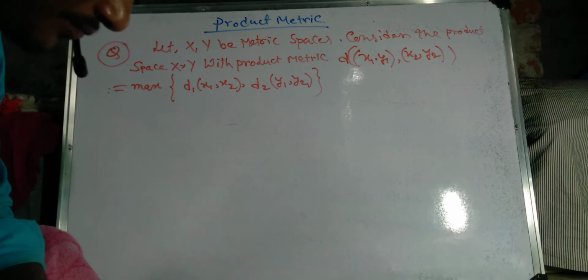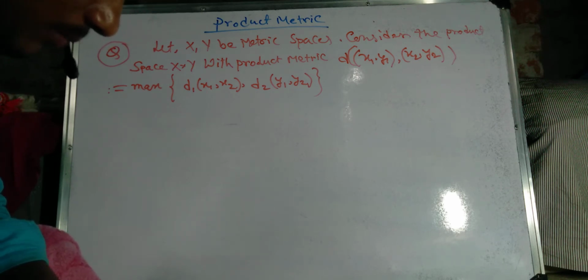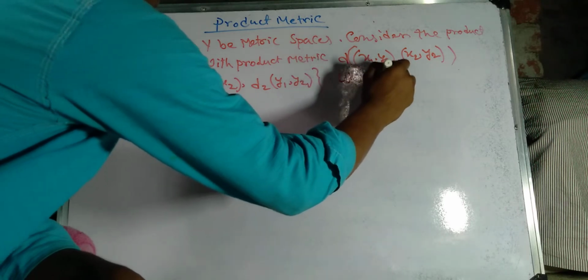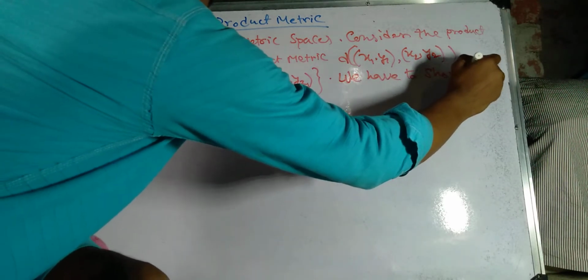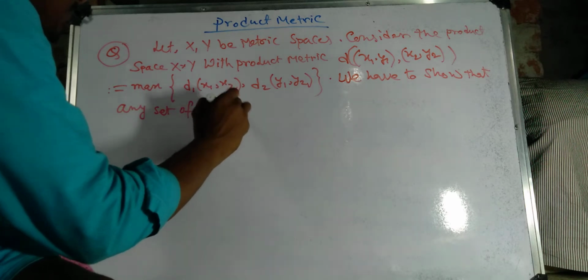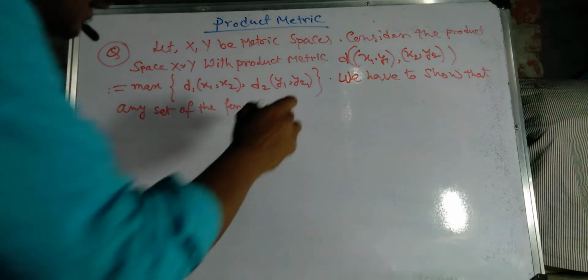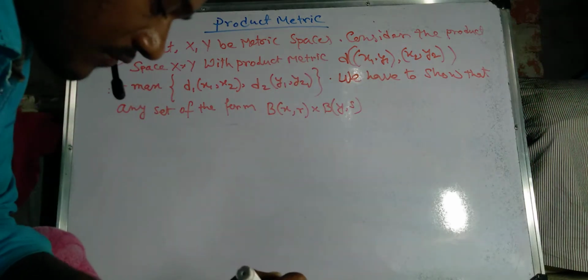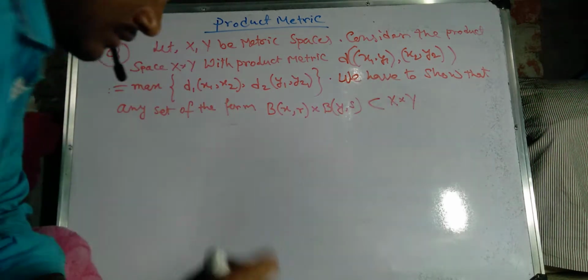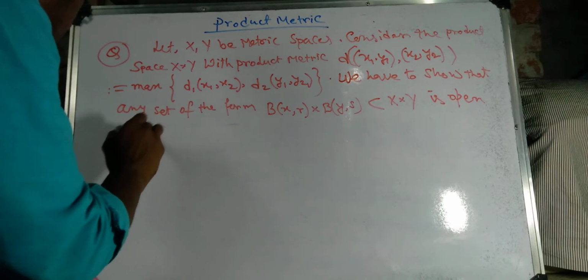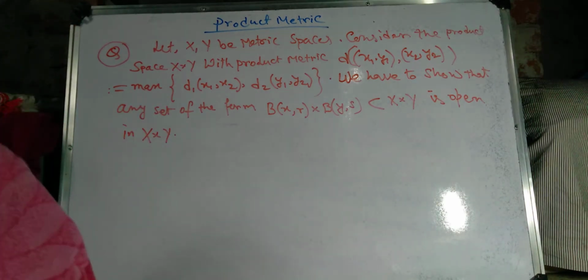With this metric we have to show that any set of the form B(x, r) cross B(y, s), a subset of X cross Y, is open in X Cartesian product Y.